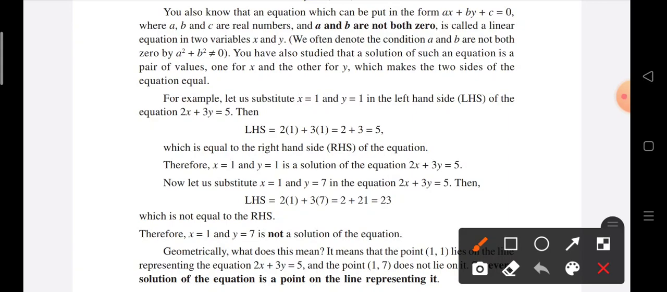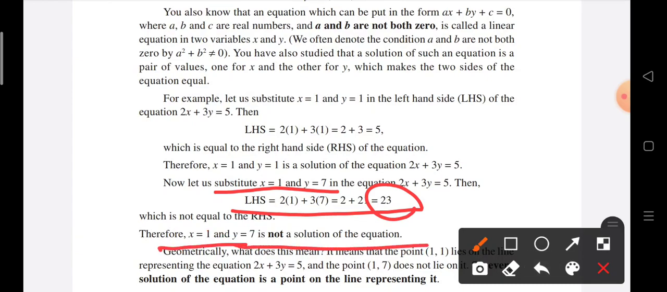Suppose x equal to 1 and y equal to 7, then we get LHS equal to 23, and it is not equal to the RHS. That means we can say that x equal to 1 and y equal to 7 is not the solution of the linear equation in two variables.